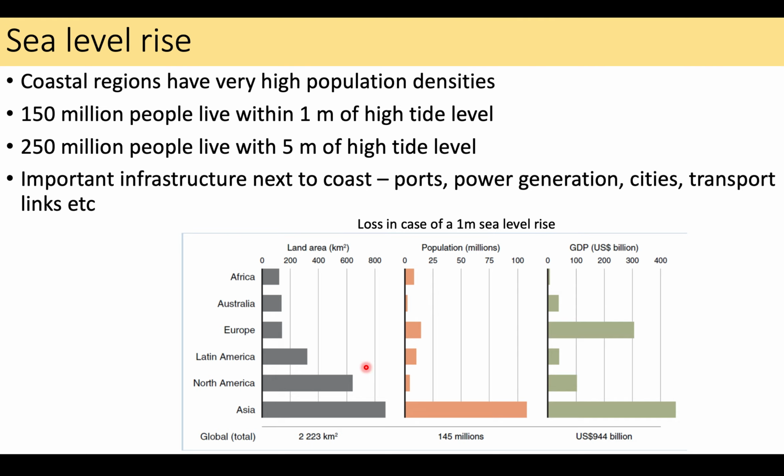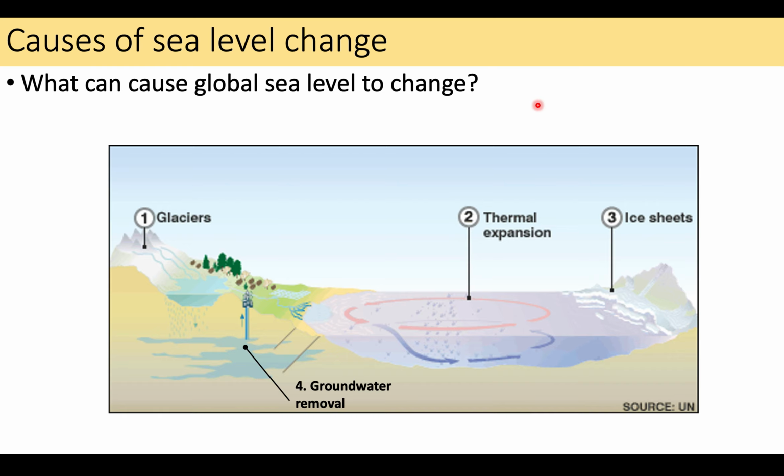All around the world, we have 150 million people within 1 meter of high tide. So if our sea levels rise by 1 meter, those 150 million people are going to be flooded. They are going to have to move. All of those people will be displaced. They'll have to move inland, away from the coasts.